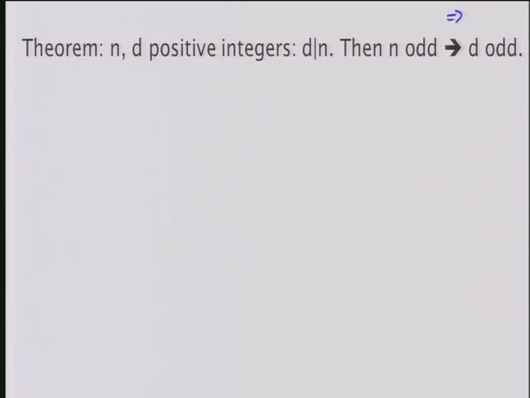Here's a theorem: if n and d are positive integers and d divides n, then if n is odd, d must be odd. So if d divides n and n is odd, then d must be odd. Seems like a pretty simple, clear fact. It must be true. So let's try to do a direct proof. We'll start by assuming n is odd, which means that there exists k such that n is equal to 2k plus 1.